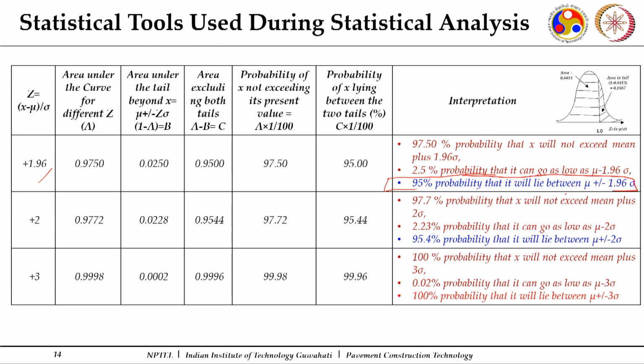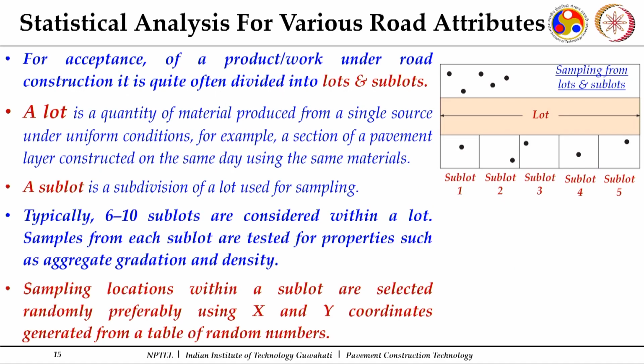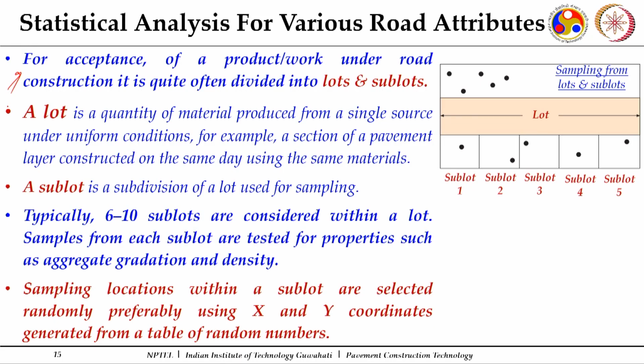Similarly, for values of the standard normal deviate of +2 and +3, as taken from the standard probability tables of normal distribution. Once we have this information, as I mentioned, we need to pick up the sections or the quantum of work for making this exercise. For acceptance of production of a work under road construction, quite often we need to divide the work into lots and sublots, as I mentioned.